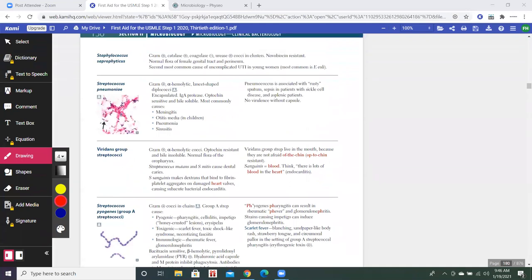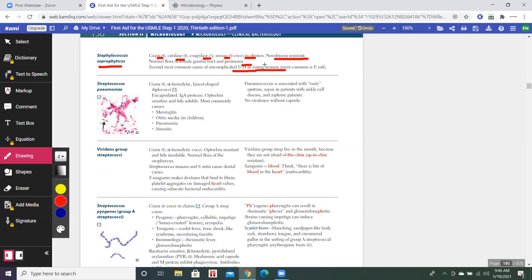Novobiocin resistant, very good. So Staphylococcus saprophyticus is gram positive, catalase positive, coagulase negative, urease positive, cocci in clusters, novobiocin resistant. Okay. It's the normal flora of the female genital tract and perineum. It is the most common cause of uncomplicated UTI in young women. Most common is E. coli.